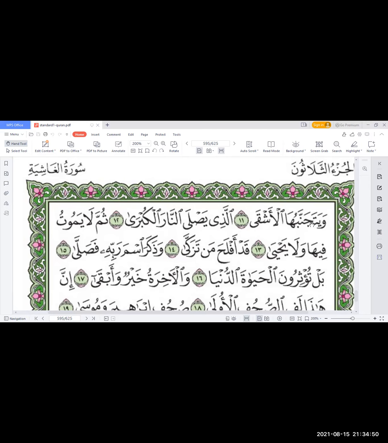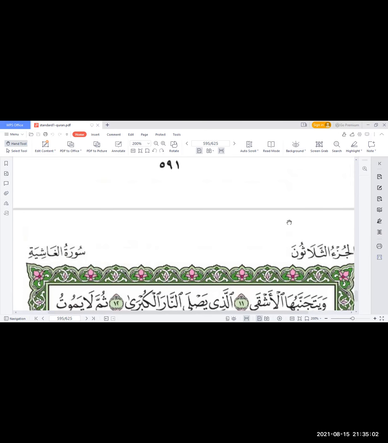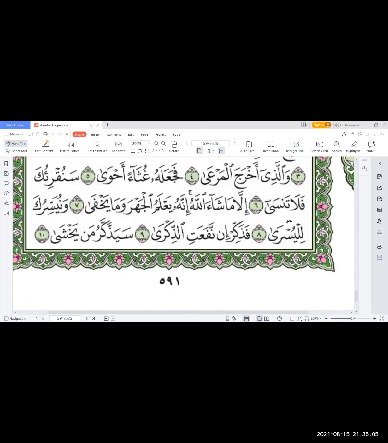Which ayah is this? 11. But I think we have one last second. You covered this? No. I thought we, illa masha Allah. Okay. Before that, I forgot actually. Fadhakkir in nafa'at adh-dhikra. This is where we stop. Okay. Maybe Ustaz. Okay.